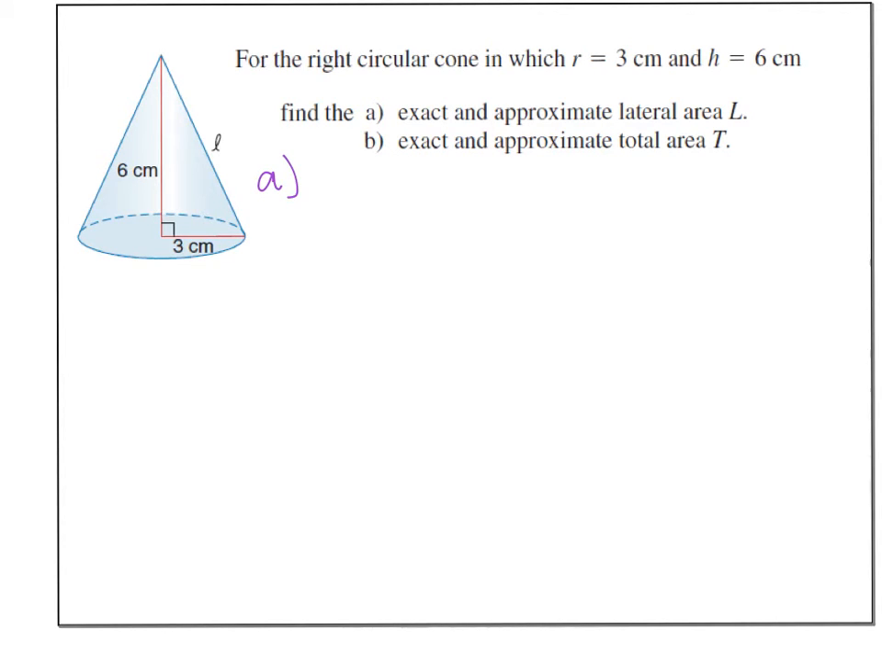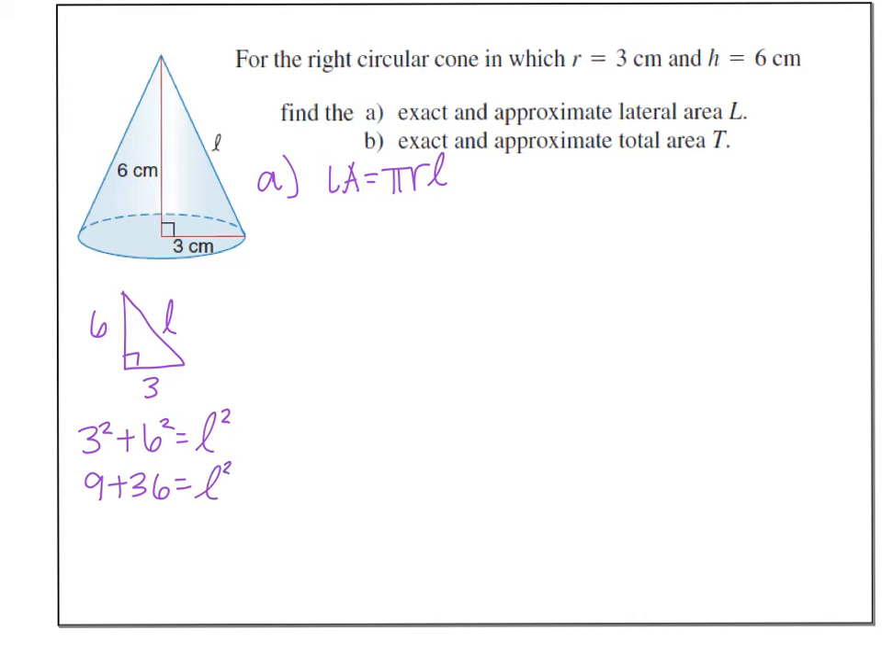So exact and approximate. Sometimes I like to write the lateral area formula down just so I can keep track. I know my lateral area is pi r L. Now I need to find L, I'm not given that. So we have to do the Pythagorean theorem with this triangle. I know this is 6, I know this is 3, and then this is what I need to find. So 3 squared plus 6 squared equals L squared. 9 plus 36 equals L squared. So that gives me 45, and so I get that L is equal to 3 root 5.